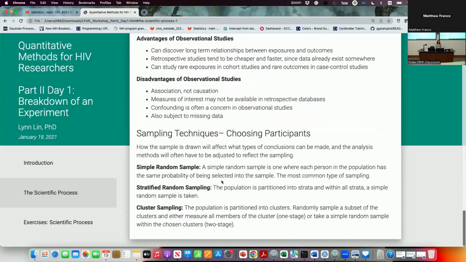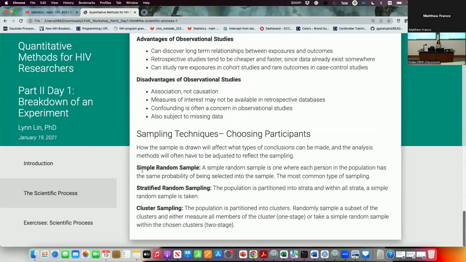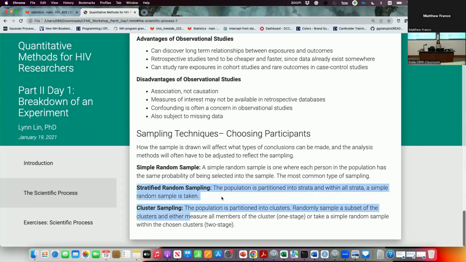Okay, so the last thing is how do we do the random sample? We talk about how you can just randomly select. This is called a simple random sample, where each unit from the population has the same probability of being selected. And then there are two other commonly used sampling schemes. One is called a stratified random sample. That means we partition the population into different strata, and within each stratum, a simple random sample is taken.